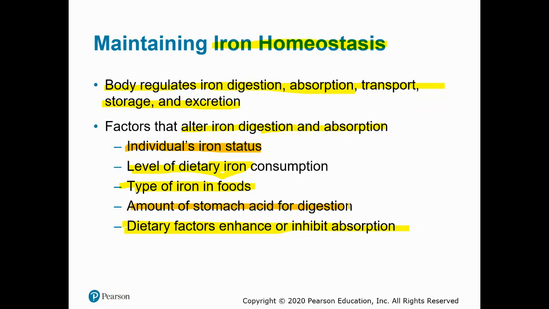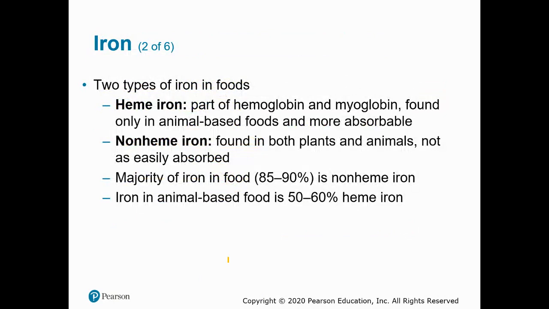And then also we're going to see that stomach acid is necessary for digesting most of the iron that's in our food. So having a healthy stomach, making adequate amounts of stomach acid, is going to be critical for iron absorption. So here's when I say that there's two types of iron in our food, here's what I mean.